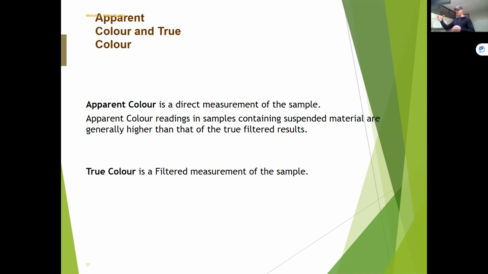If I take that apparent sample and filter it through a set of filters and capture all the suspended and just measure the dissolved, that is a true color. True color is the filtered measurement of the sample. It's the color that's embedded and it can't be removed. So always think about that. Apparent color is suspended and dissolved, whereas true color is just the dissolved. The suspended has been filtered out. And those are the two types of samples.